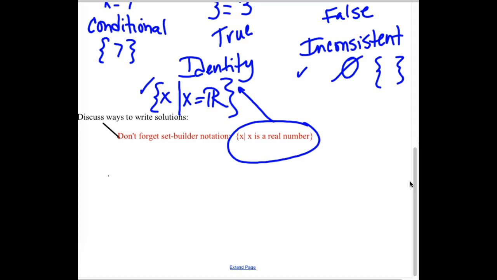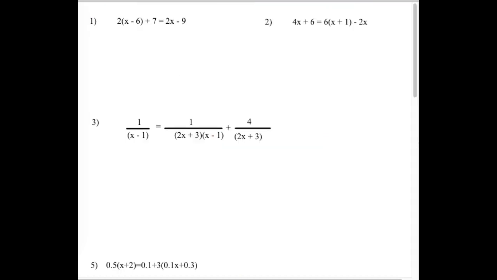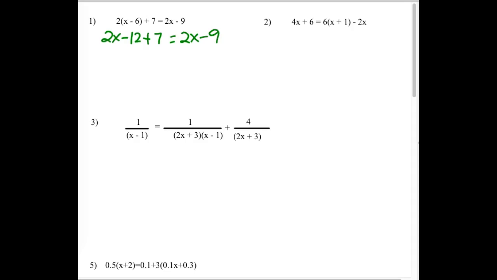All right, so we have a few examples to work through. Again, we're going to classify what type of equation it is, as well as trying to figure out what the solution is. So what would we do on our first one? First step. Distribute. Okay, if we distribute, we've got 2x minus 12 plus the 7 equals 2x minus 9. Combining like terms. The negative 12 plus the 7 would be negative 5.